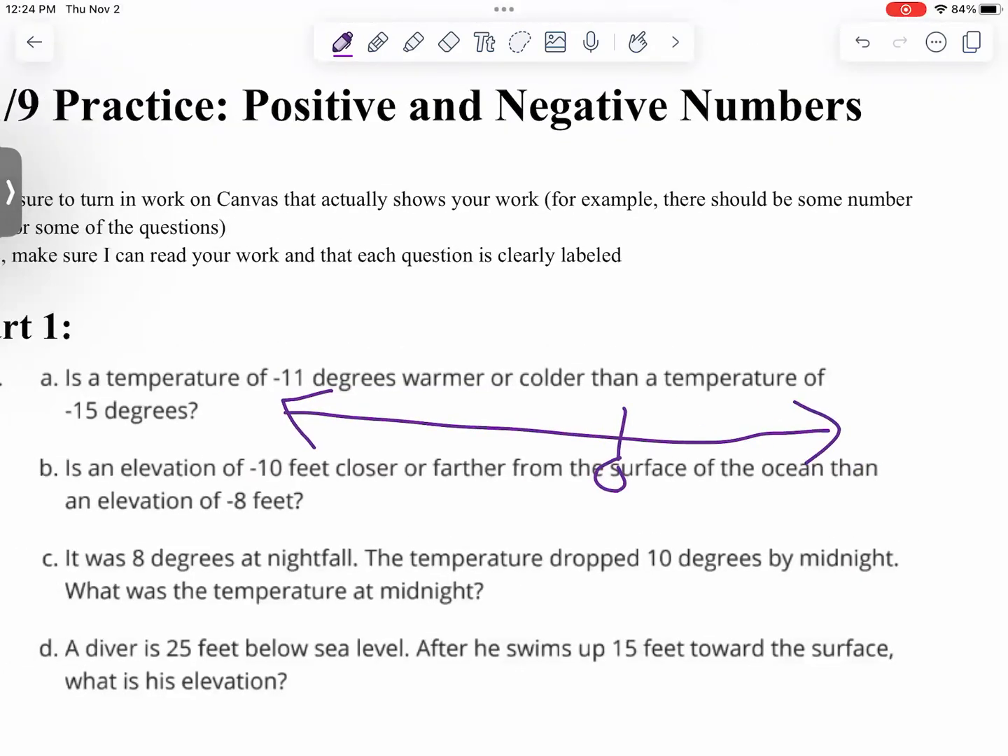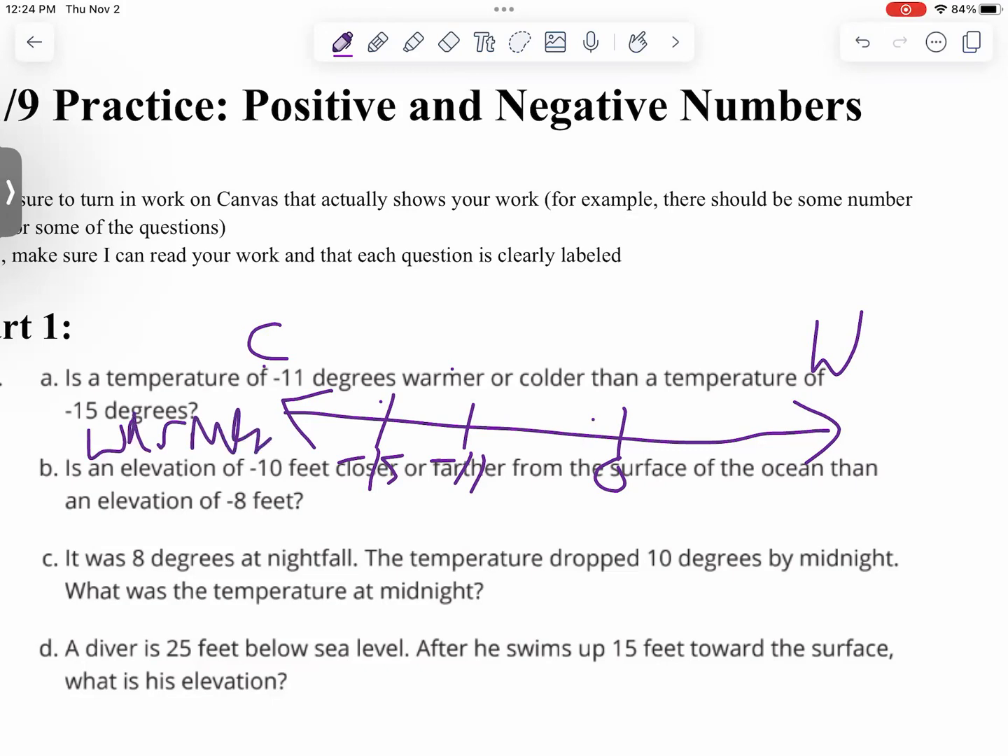Okay, so we got negative 11. So we go from 0, we go to negative 11 right here. And then we have negative 15 over here. So is negative 11 warmer or colder than negative 15? On warmer or colder, this is colder, that's warmer, right? So therefore, negative 11 is going to be warmer, because it's closer to 0.